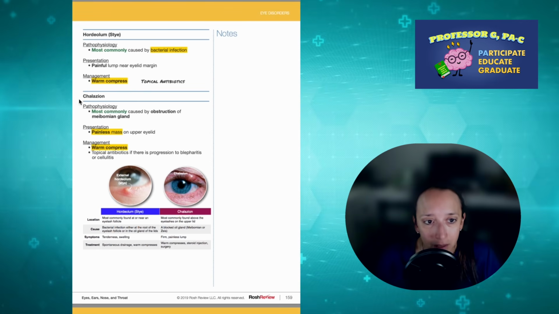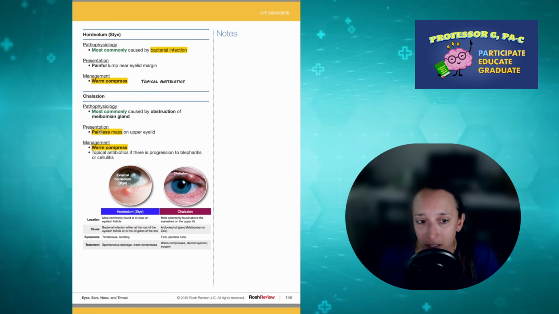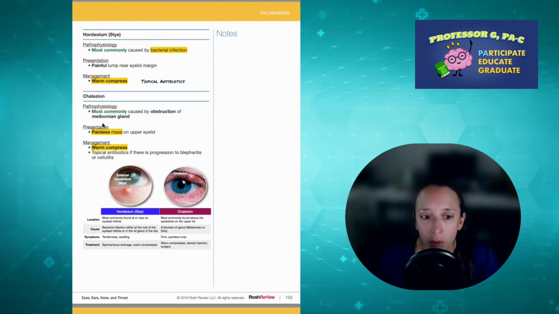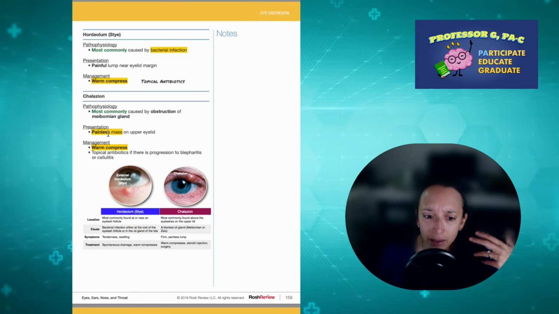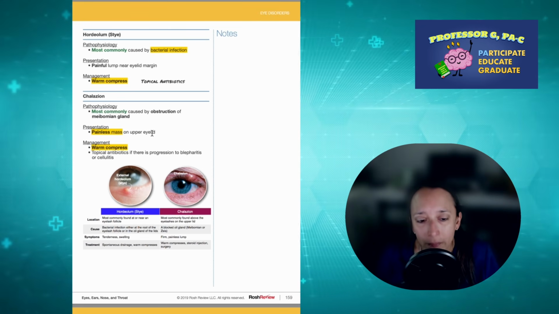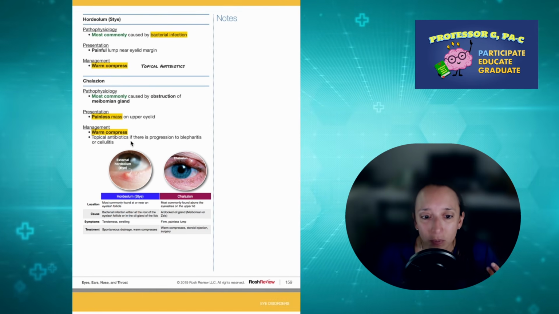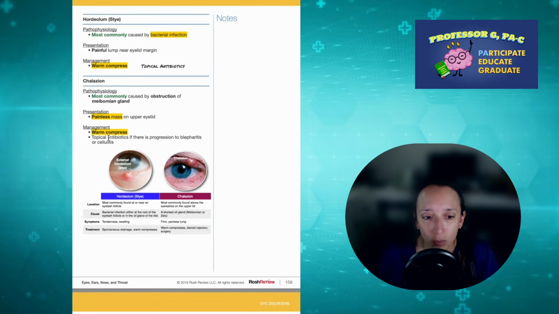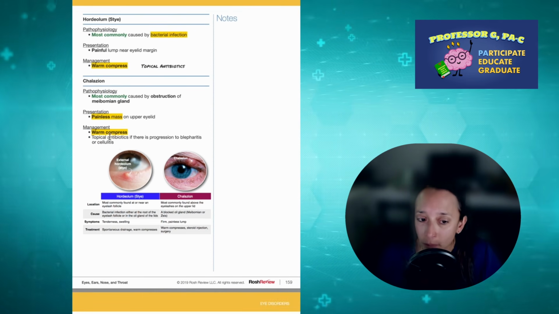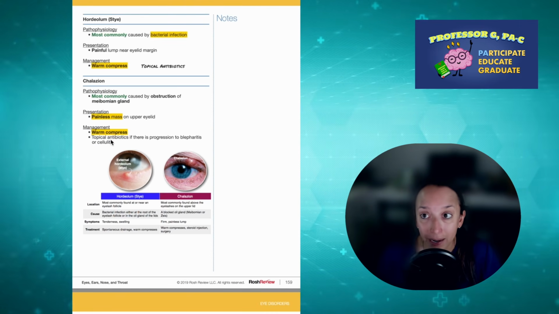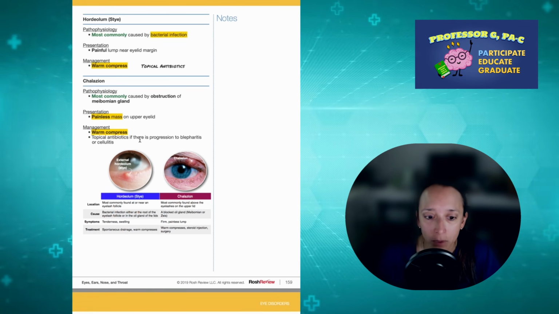In contrast, another compare and contrast here, is a chalazion. So a chalazion is most commonly caused by obstruction of the meibomian gland, and the presentation is a painless mass, usually on the upper eyelid, but it can be on either. Management for this is again going to be conservative with warm compresses. If there's progression to blepharitis or cellulitis, we can include topical antibiotics. But if it's not going away after warm compresses and kind of time, letting things sit, then we can refer them for drainage with the ophthalmologist.